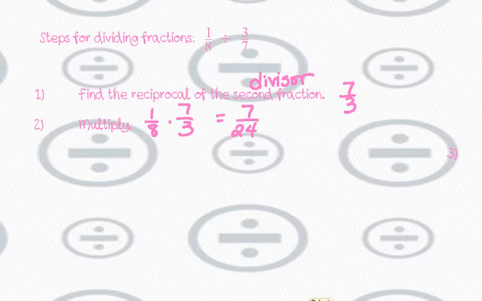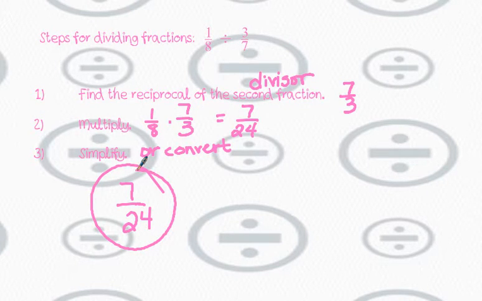And then my last step would be to either simplify or convert. Okay, so simplify or convert. If your answer is an improper fraction, you need to convert it to a mixed number. In this case, it can't be simplified, and it's proper, so my answer is 7/24.